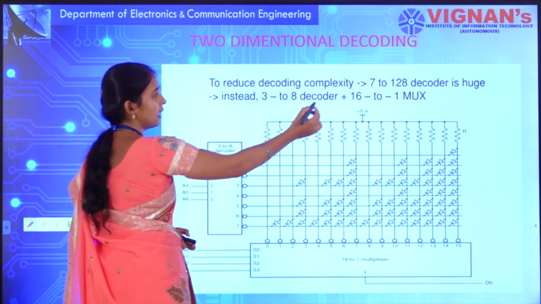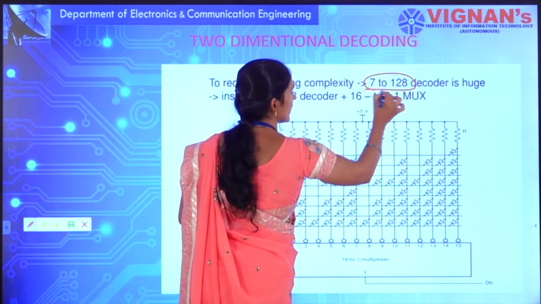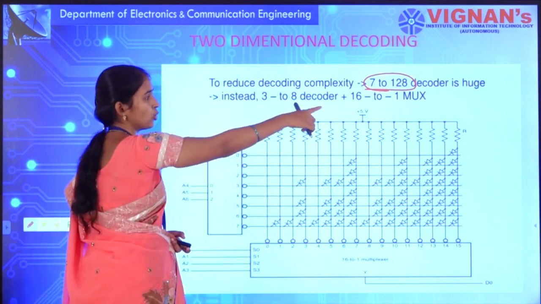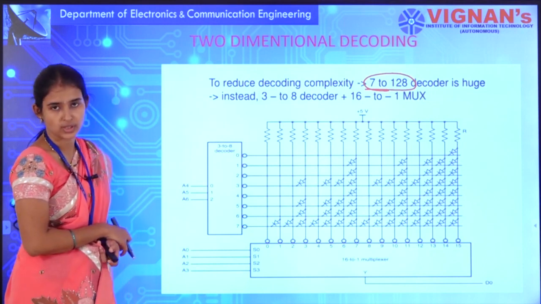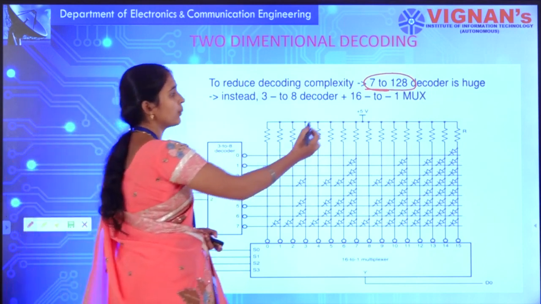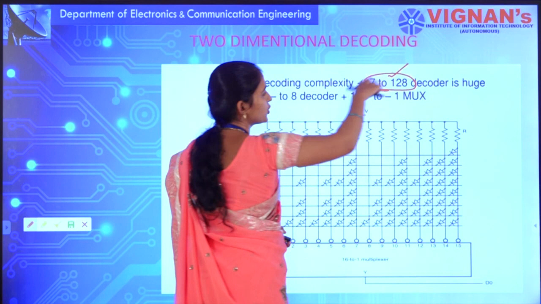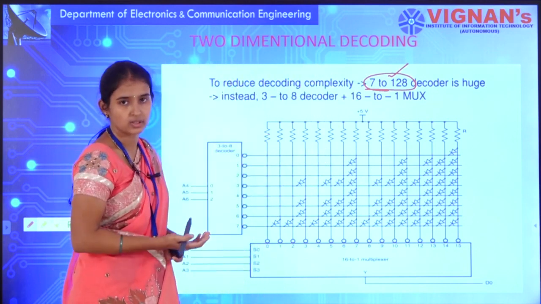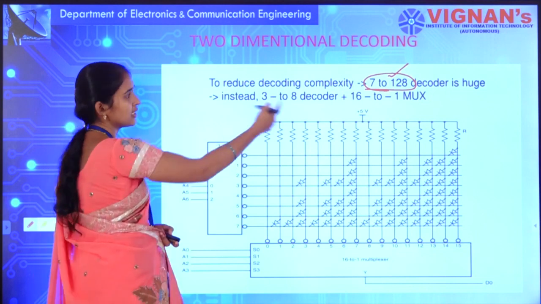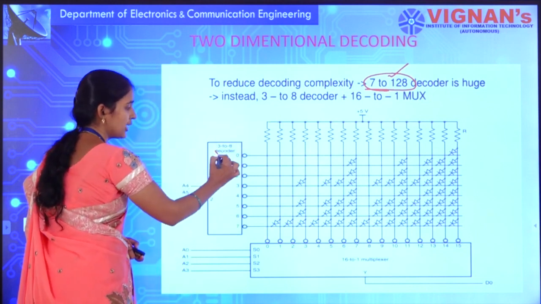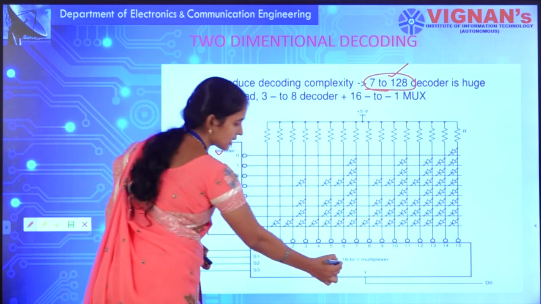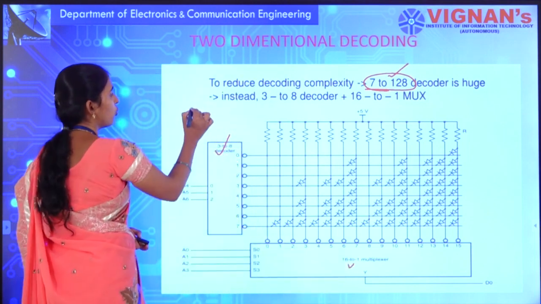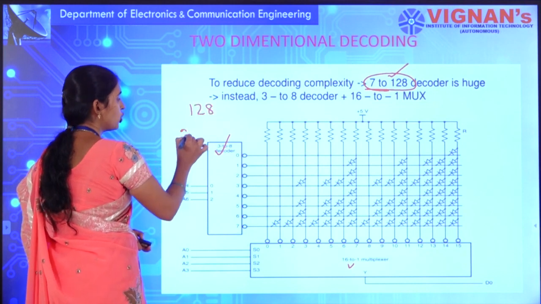It is nothing but constructing it two-dimensionally. See here, a 3 to 8 decoder and a 16 by 1 mux are used instead of a 7 to 128 decoder. That means you cannot construct a 7 to 128 decoder at a stretch. It is very complex. So that is the reason why we are going for a 3 to 8 decoder as well as a 16 by 1 mux. See, 128 in the sense 2 power 7.